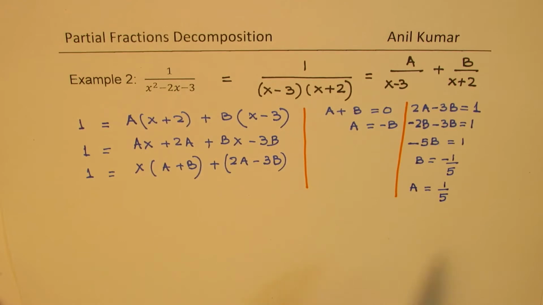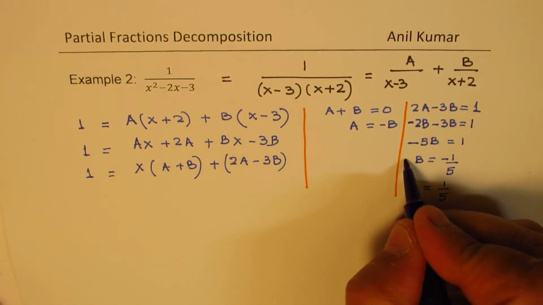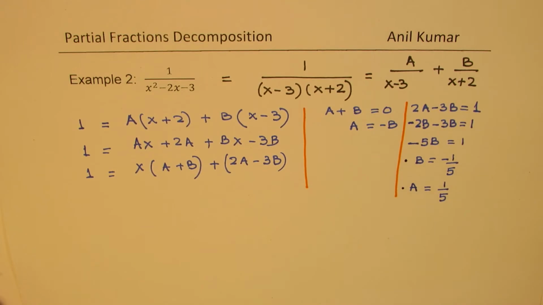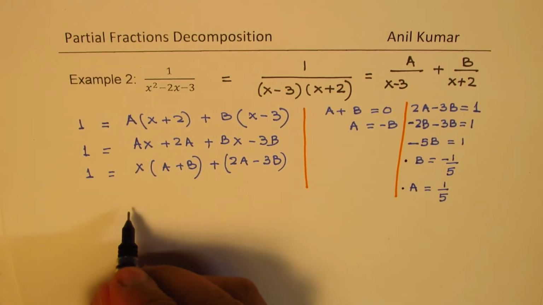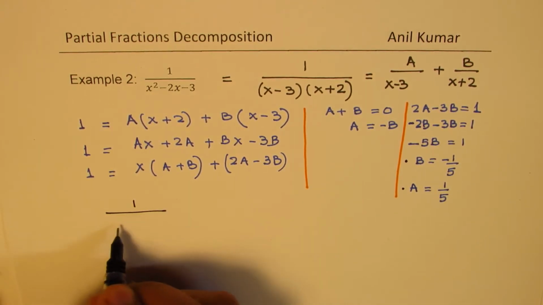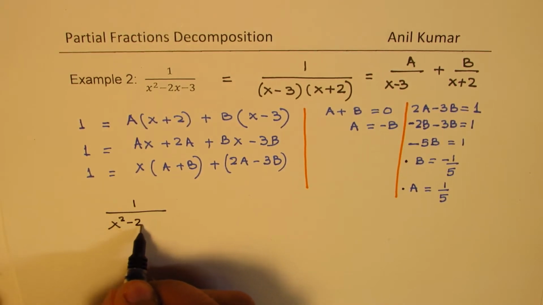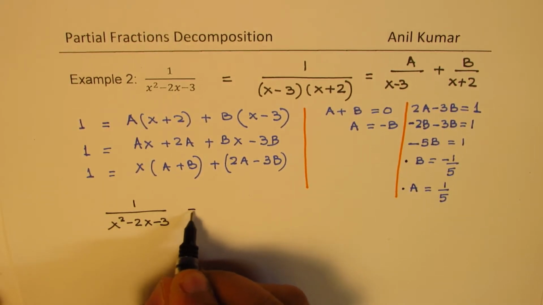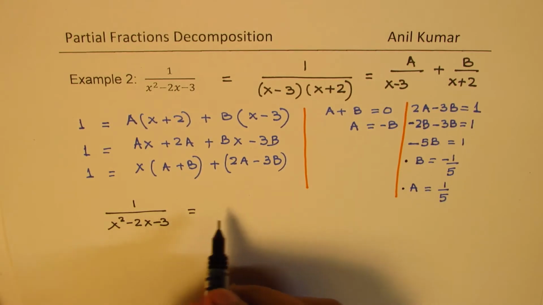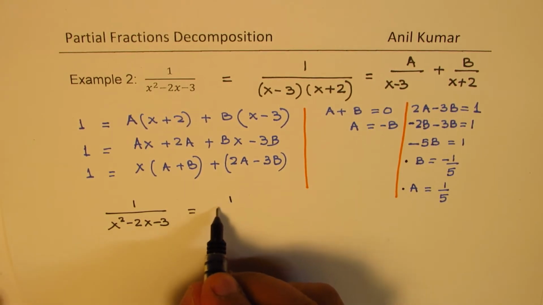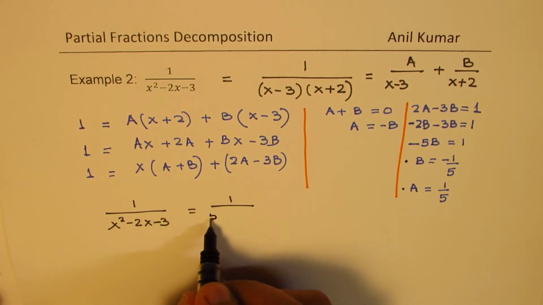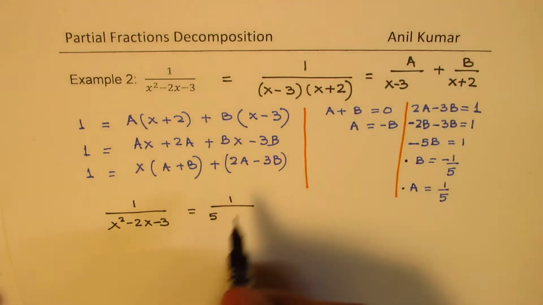Does it make sense to you? So we get the values of a and b. That's the whole idea. And therefore, we can write down that the rational function 1 over x squared minus 2x minus 3 should be equal to, a is 1 over 5, so it is 1 over 5 times, look into this, x minus 3.